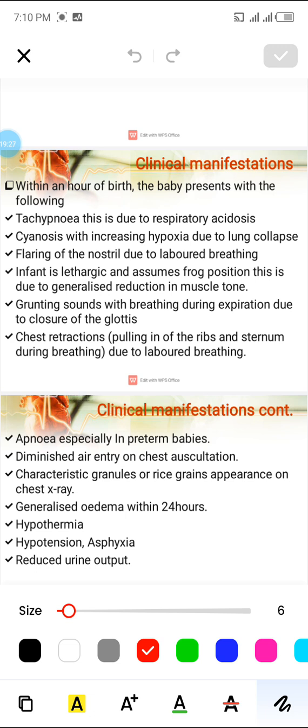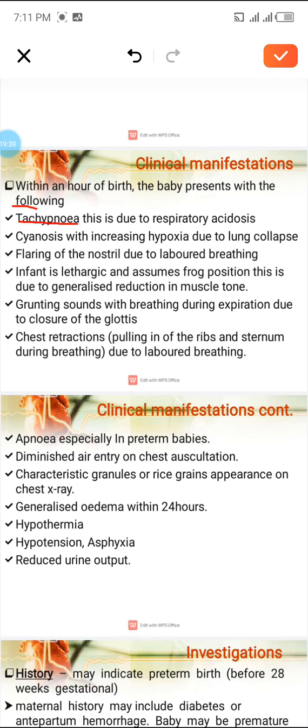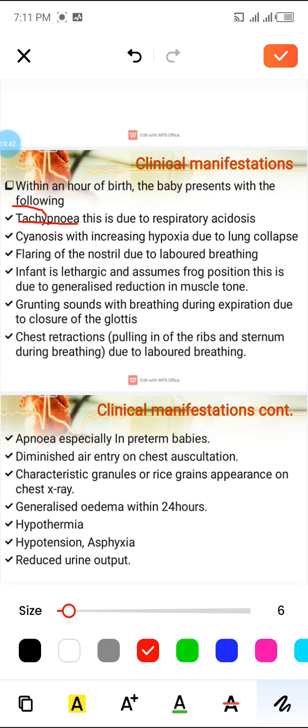So what will be the issues that the baby will present with? One, what we call tachypnea. Those dealing with fundamentals, tachy means fast, and pnea means breathing. So it's fast breathing. Tachypnea is fast breathing due to respiratory acidosis. We have established already that there is a lot of carbon dioxide leading to respiratory acidosis. This is all about carbon dioxide. So carbon dioxide is too much, that's why the child is having tachypnea or fast breathing.